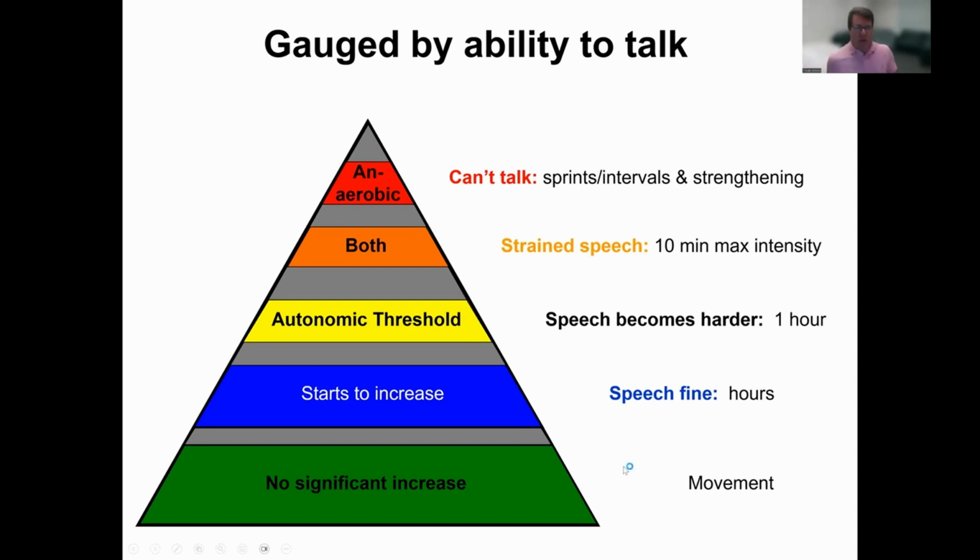So we can gauge how close we are to sugar burning anaerobic as opposed to almost entirely fat burning at the very low intensities, and in the spectrum in between, as you're gear shifting between those two, based on how easily you can talk. At the highest intensity, you can't talk. And at the VO2 max pace, your 10-minute race pace, you're going to have strained speech, but you can talk, at least in the first half of it. If you're doing something at a 1 hour pace, it becomes harder towards the end, but in the first half, speech is relatively easy. And for a lower intensity pace, speech is fine.